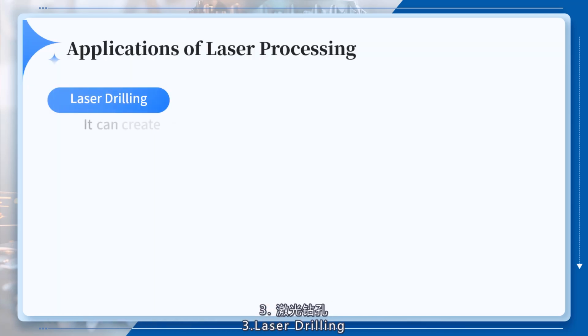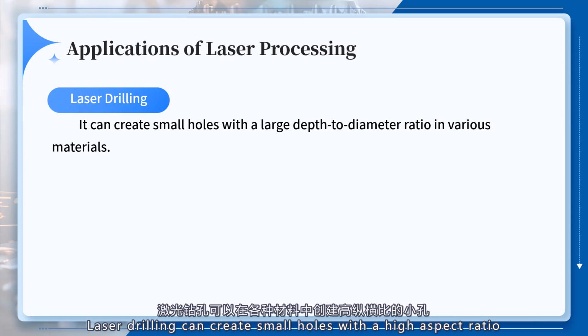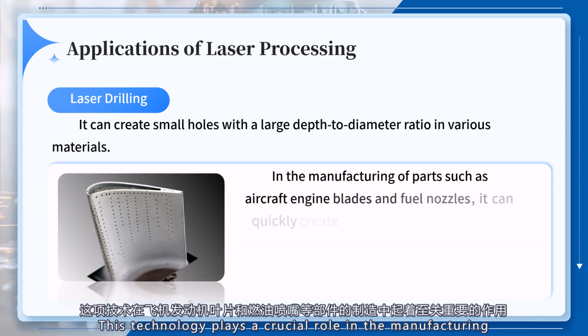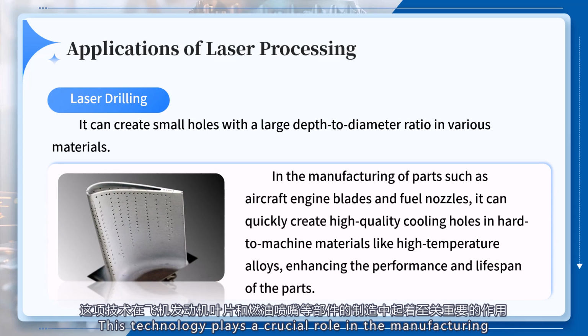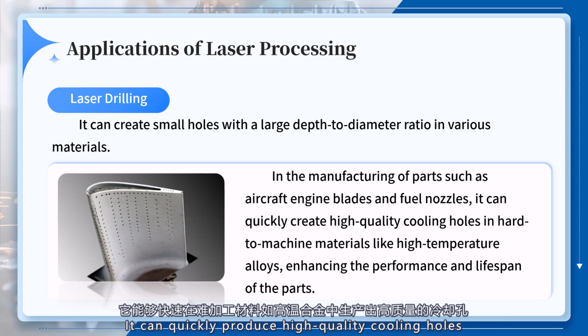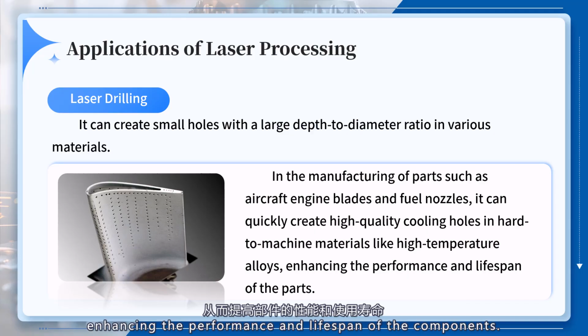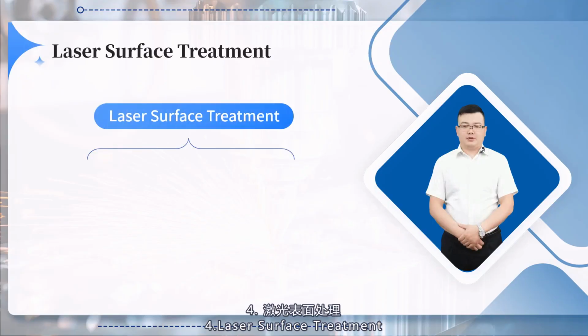welds. 3. Laser drilling. Laser drilling can create small holes with a high aspect ratio in various materials. This technology plays a crucial role in the manufacturing of components such as aircraft engine blades and fuel nozzles. It can quickly produce high-quality cooling holes in hard-to-machine materials like high-temperature alloys, enhancing the performance and lifespan of the components.